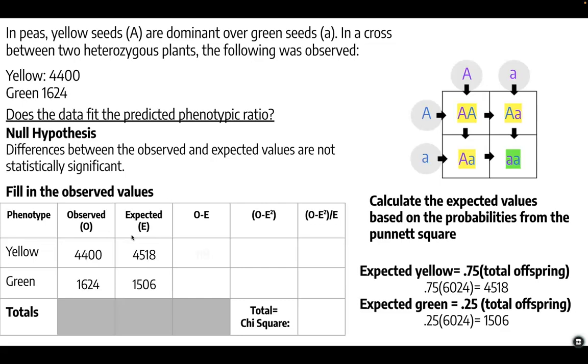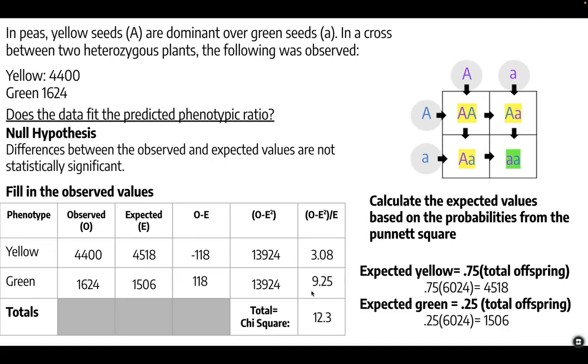You're going to do the same thing. You're going to do the observed minus expected, then you're going to square it, and then you're going to divide that number by the expected all across. And then again, remember your chi-square is the sum of these two, so you're going to add that up and you get a value of 12.3.